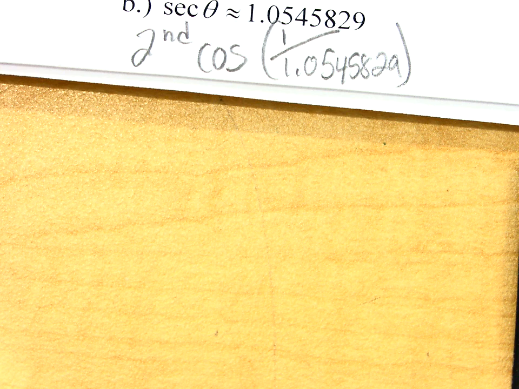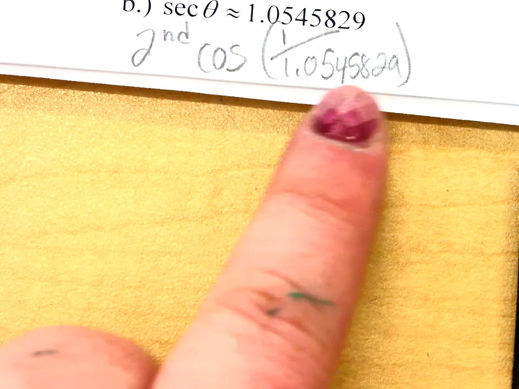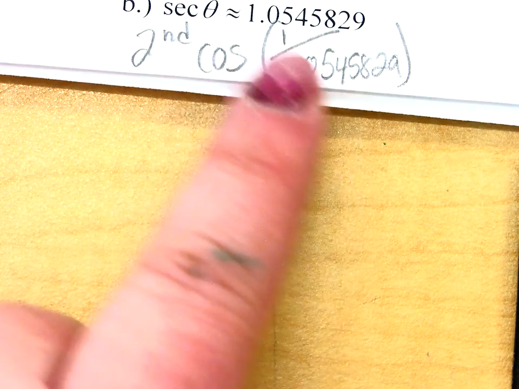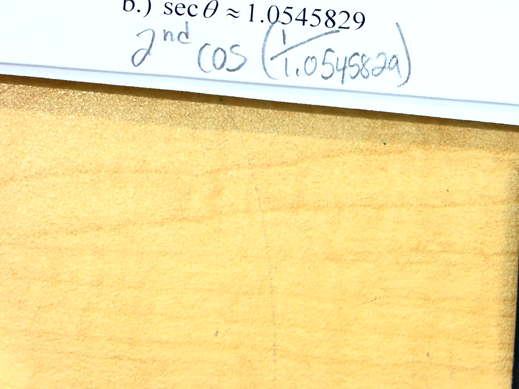Why did we do 1 over? Because I need the reciprocal, right? Because it's 1 over the secant.